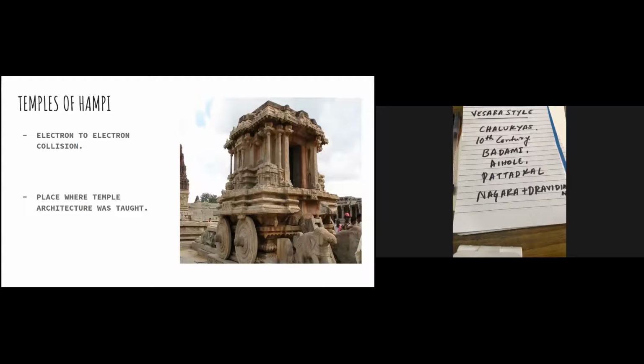And when you go to these temples, in places like Hampi, you won't find deities being placed. The main reason was that those places were where the science and the architecture behind the construction of temples was taught. That is why the architecture became a unique style of architecture.